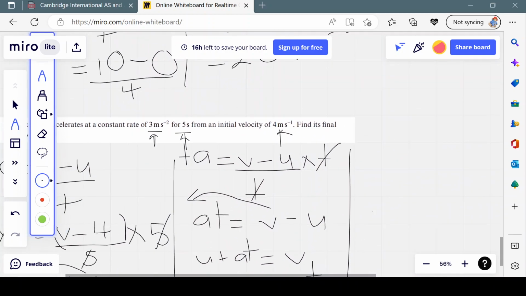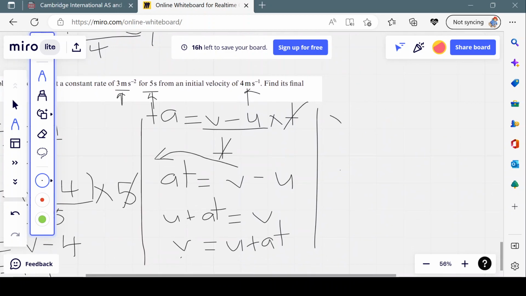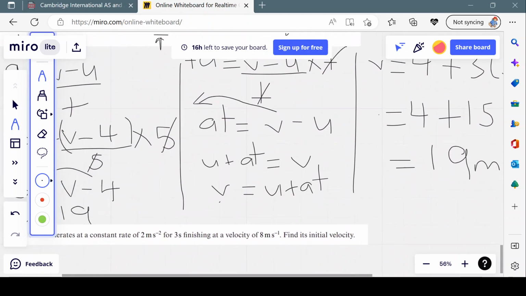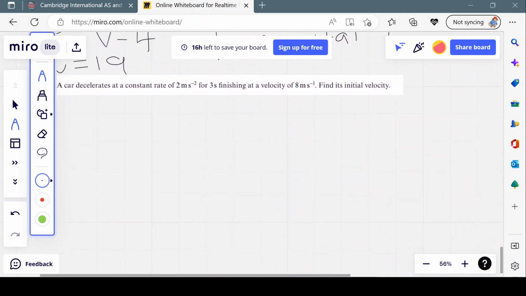The final velocity is what we're trying to find. So v equals the initial velocity, which is 4, plus 3 times 5, which is 4 plus 15, which is 19. And this gets us to the answer a lot faster. Let's have some units: 19 meters per second. Those will be our units. Then we've got this question.